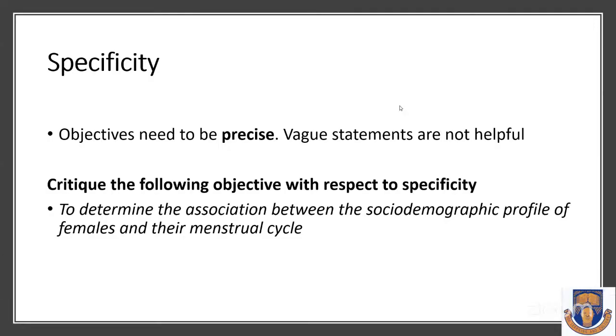Number one, the social demographic profile, the way it's defined, is not specific. The females is not specific. The menstrual cycle is not specific. The worst thing is you have no idea where the study is holding. Is it a global analysis? Is it Nigeria? Is it Southwest? Is it Ile-Ife? Is it Obafemi Awolowo University? Where is this? Okay. Completely vague, non-precise.